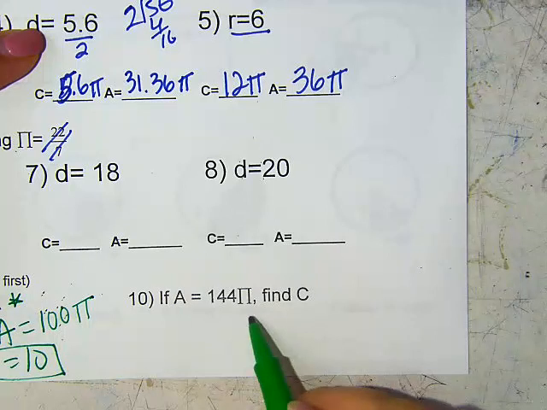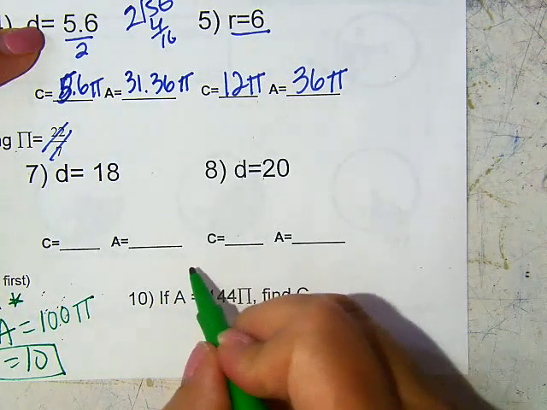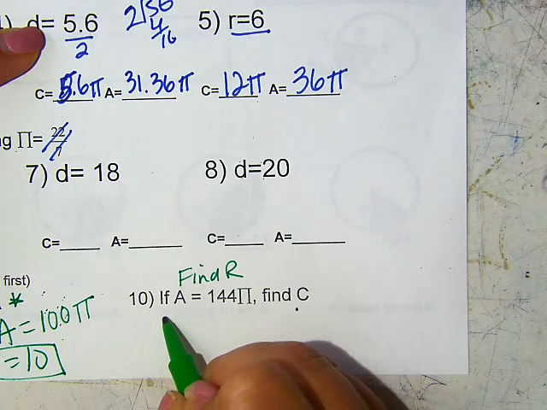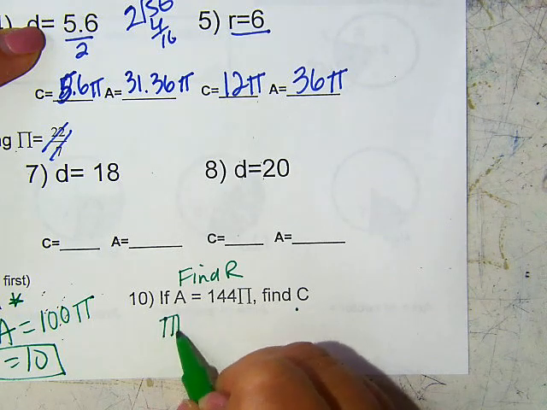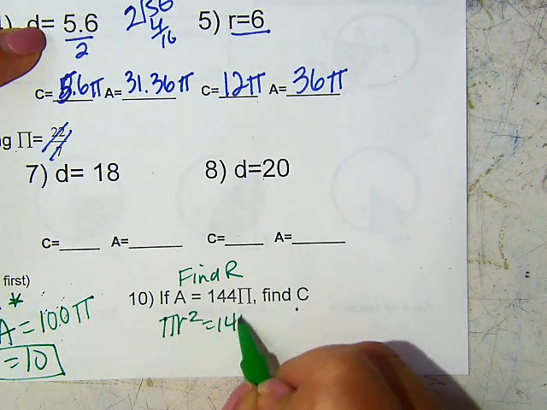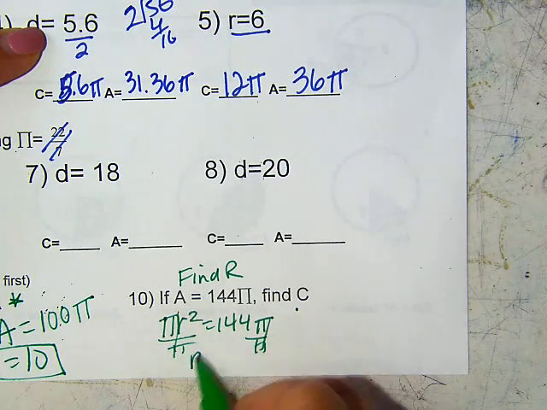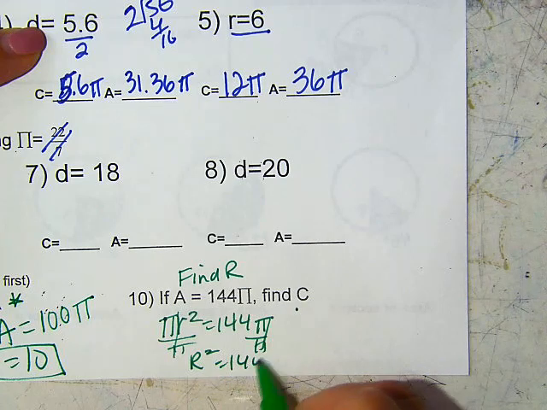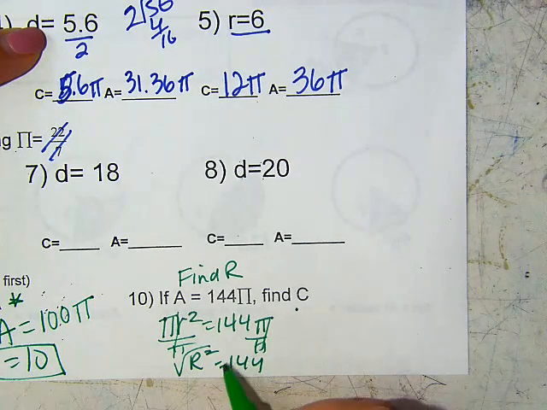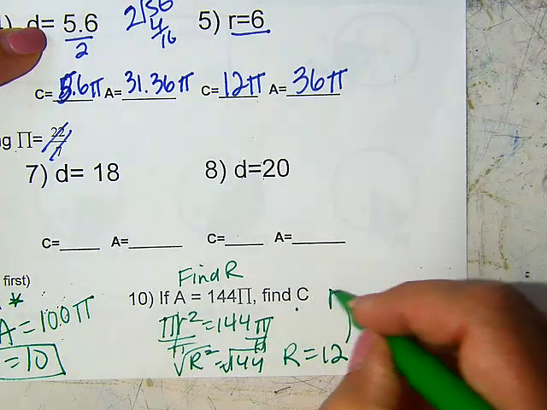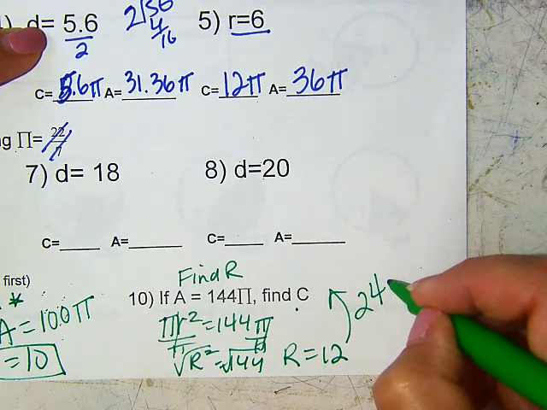Over here, if they give you the A and you're trying to find the C, we have to find r first. So I'm going to say my formula for area is pi r squared equals 144 pi. Divide by pi, divide by pi. R squared equals 144. So to get rid of a square, I need to take the square root, and my radius is 12. Then my circumference will be 24 pi.